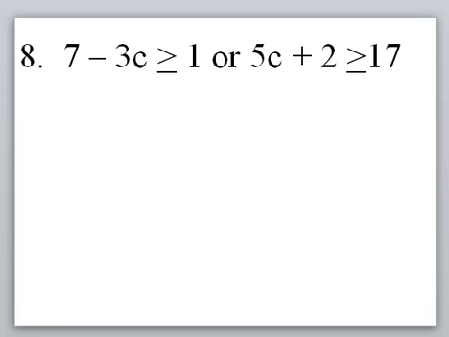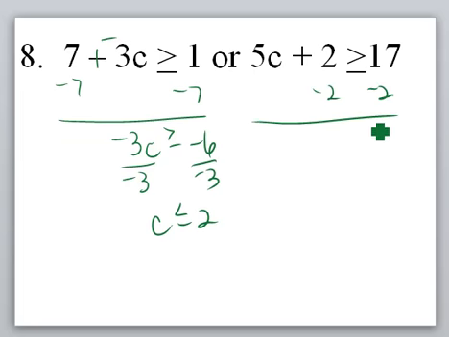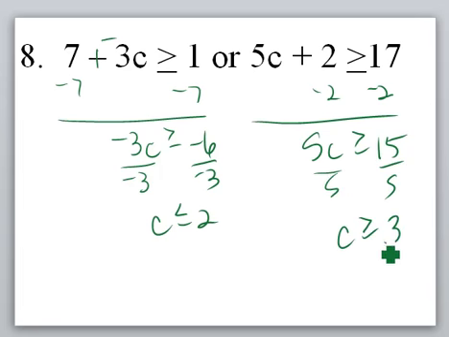Let's see if I can squeeze this last example in here in the time I have remaining. Plus the opposite, minus 7 on both sides. Negative 3c is greater than or equal to negative 6. Divide by negative on both sides, so I have to flip the sign. Over here I subtract 2 on both sides. I get 5c is greater than 15. Divide by 5. c is greater than or equal to 3. I don't have time to graph this.